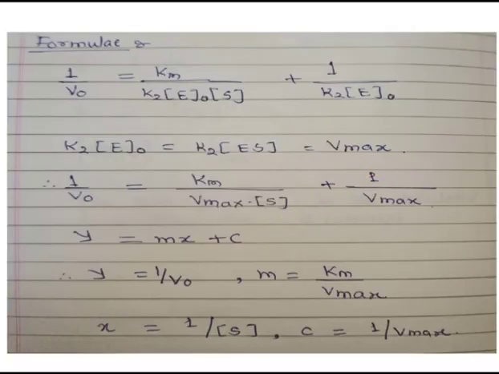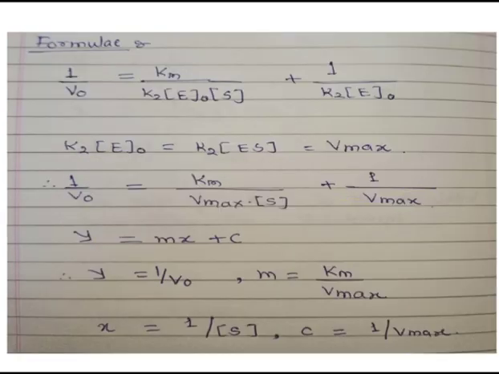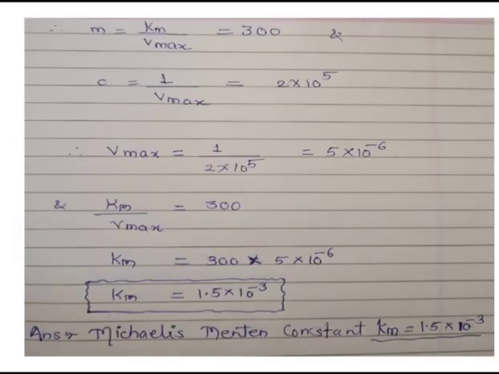So in the problem, the given values are: slope is equal to Km upon Vmax is equal to 300, and the intercept is given, 1 upon Vmax is equal to 2 into 10 raised to plus 5. So just transfer this Vmax to the right side and this term to the left side. So Vmax is equal to 1 upon 2 into 10 raised to plus 5. So it will come 5 into 10 raised to minus 6. This is the value of the maximum rate.